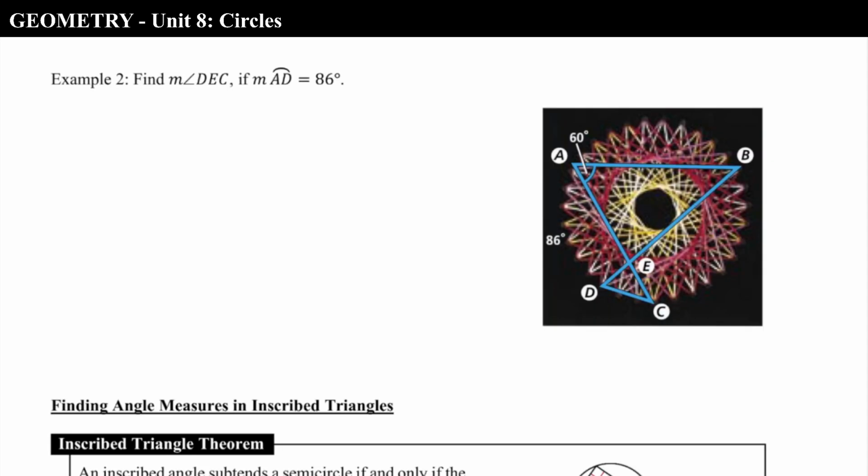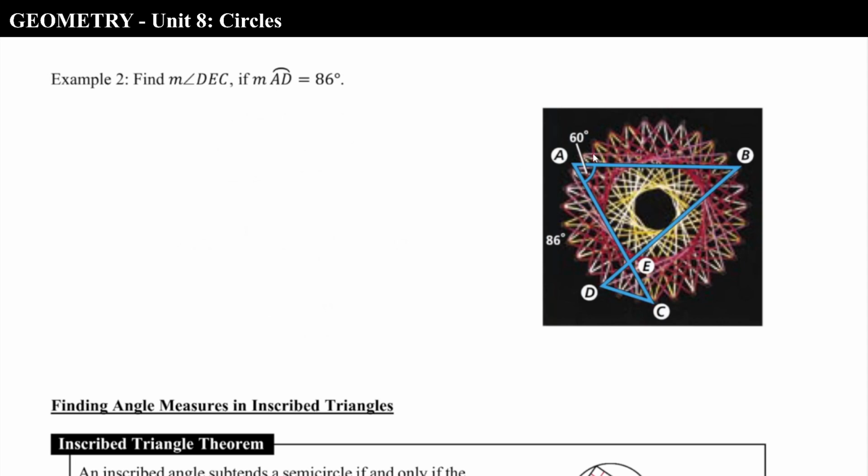So knowing that, let's determine what the measure of DEC is, which is this angle right here. So if we know that arc AD is 86 degrees, we are going to use that to determine the rest. Okay, so let's start off with what we know.